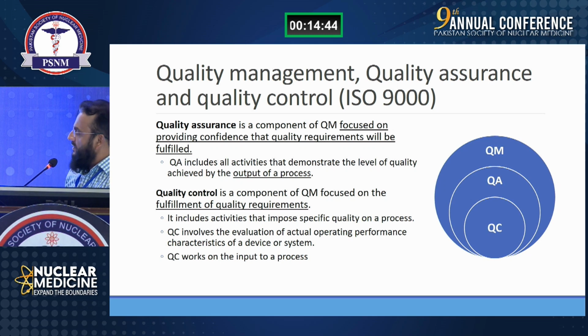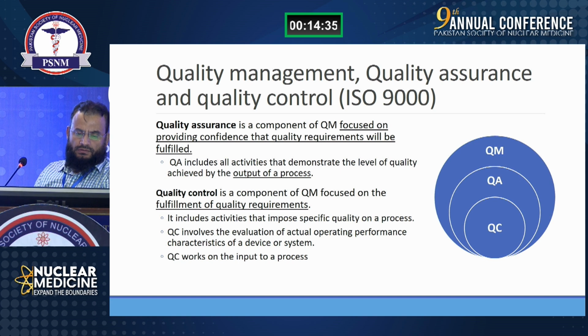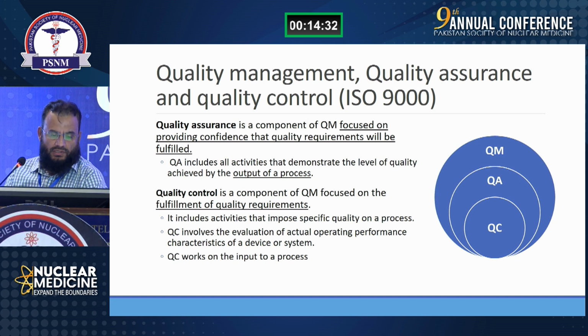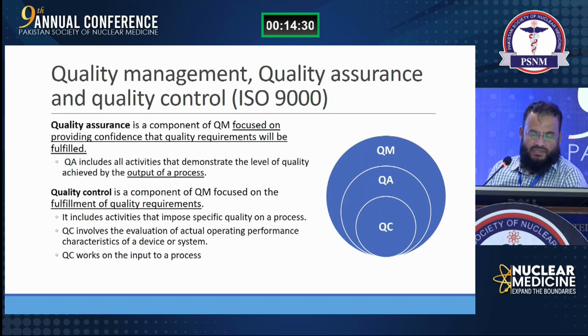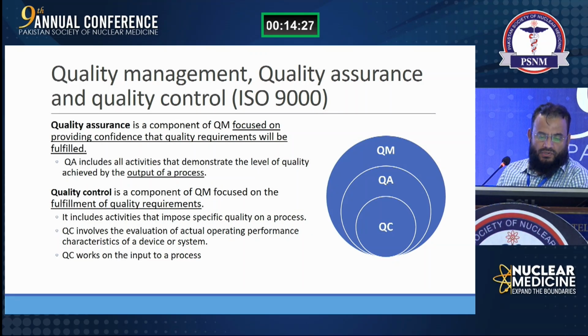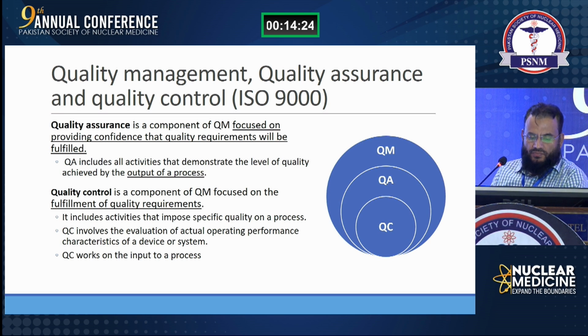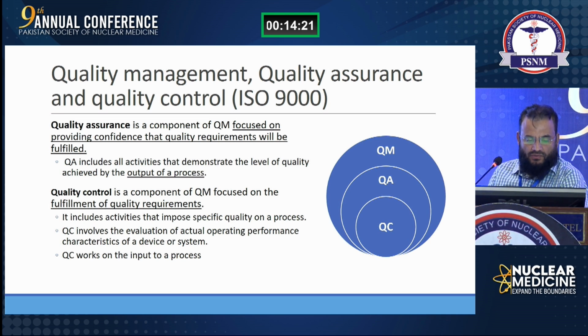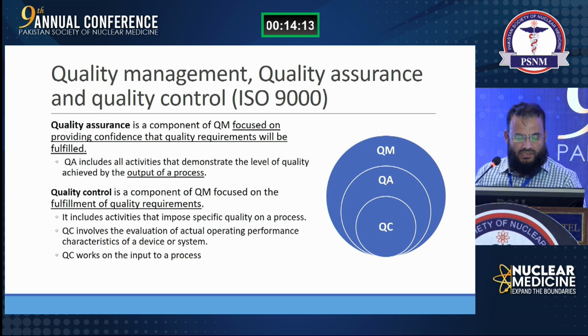Quality assurance is a component of quality management focused on providing confidence that quality requirements will be fulfilled. Quality assurance includes all activities that demonstrate the level of quality achieved by the output of a process. Quality control is a component of quality management focused on the fulfillment of quality requirements. It includes activities that impose specific quality on a process. Quality control involves the evaluation of actual operating performance characteristics of the device or system. Quality control works on the input to a process.